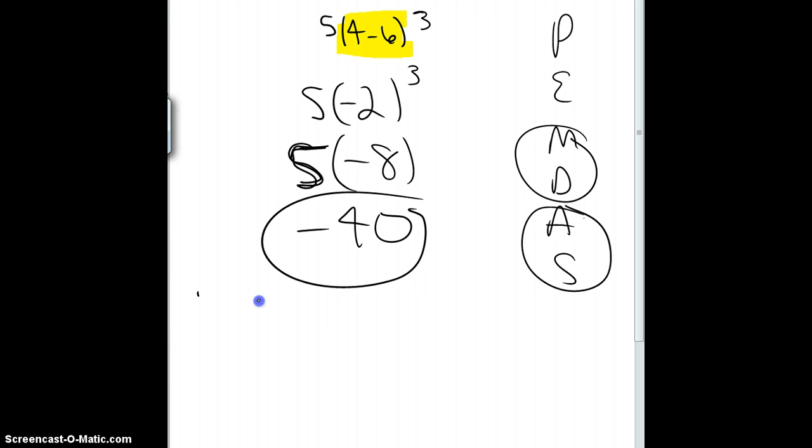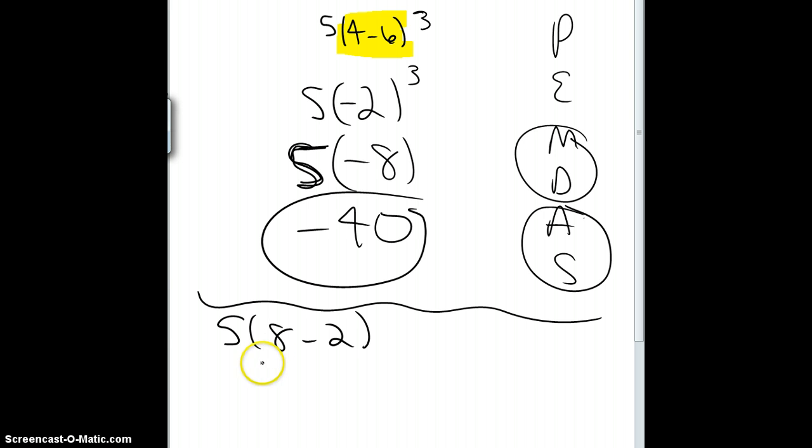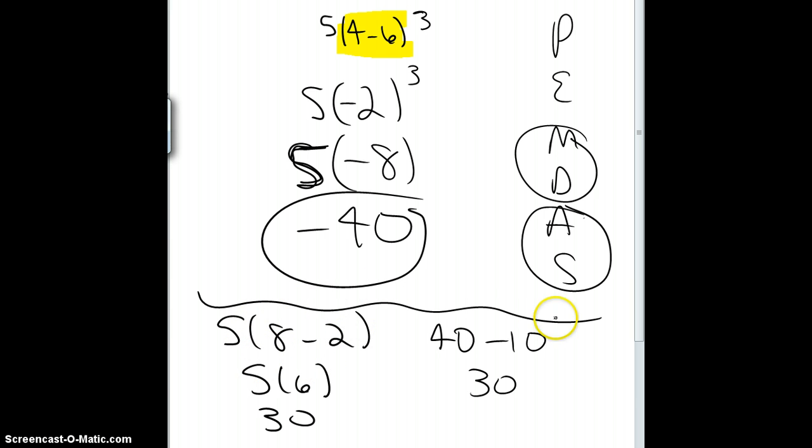Absolutely. But it would have to be a problem where it's like 5(8 minus 2), where there's no exponent to deal with. So if you want to, here you could either take 5 times 6 and get 30, or you could do the distributive property, get 40 minus 10, which is 30. But the reason is because it's just a number being distributed over addition or subtraction without an exponent. There's no exponent on that problem.